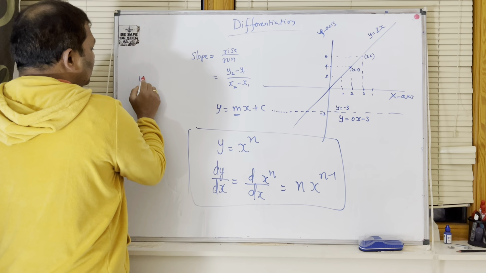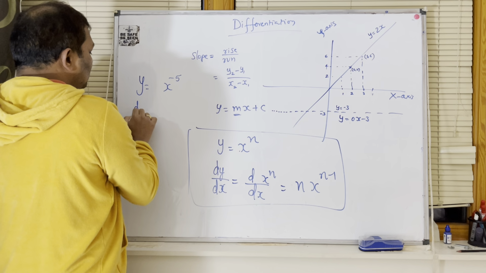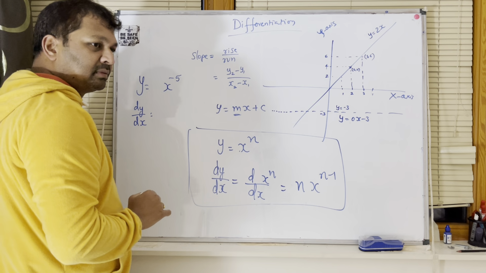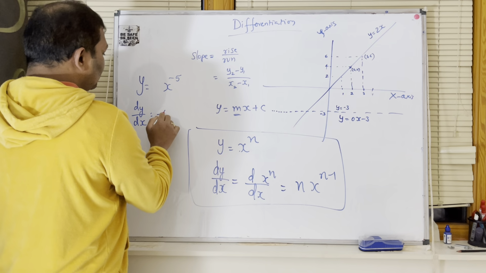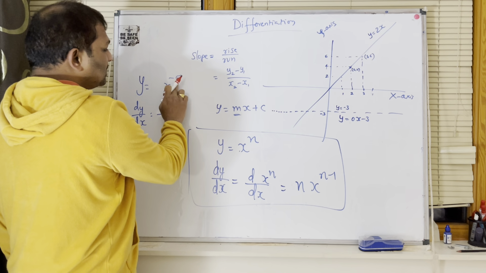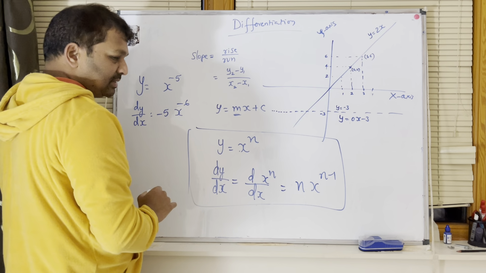So I'm going to give you y is equal to x to the power of minus 5. What is dy by dx? The power, minus 5, comes as a coefficient, then x to the power of the power reduced by 1, which is minus 6. As simple as that.